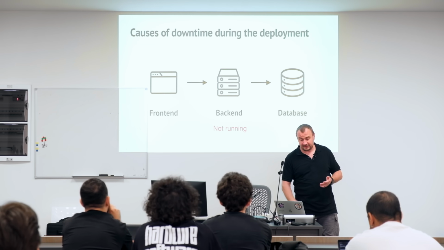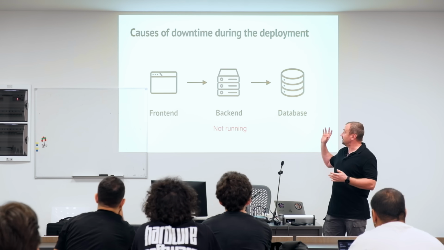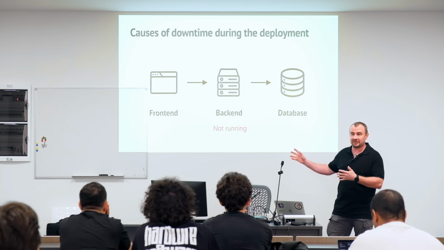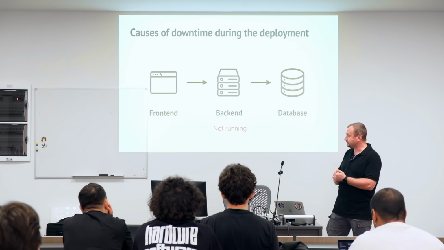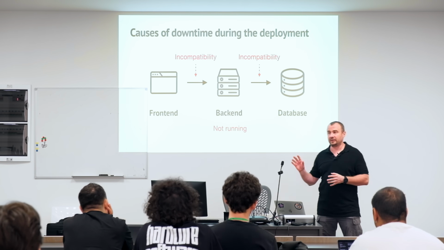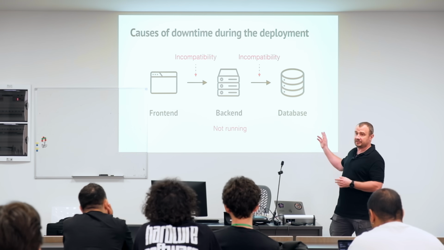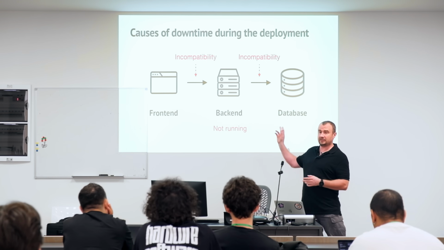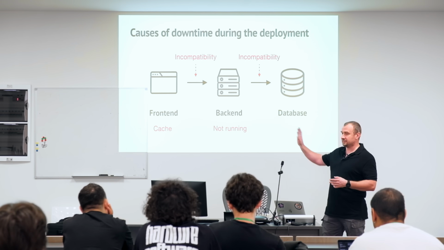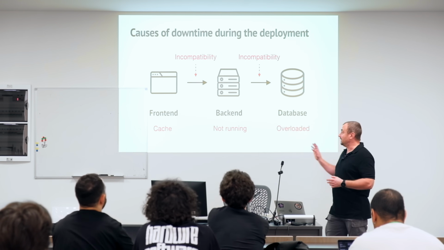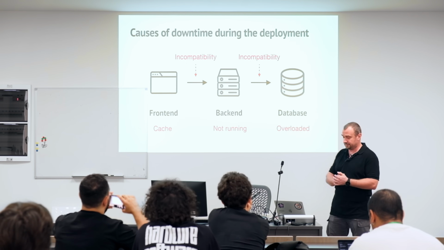So to summarize, what can cause downtime during the deployment? First of all, the backend may be simply not running. If we do a hard server restart, there will be a blip of downtime. We can run into incompatibility either between our backend and the database, or between the frontend and the backend. Frontend may be cached, but that's the simple one. And the database might be overloaded with heavy requests if you are trying to do too much in one step.